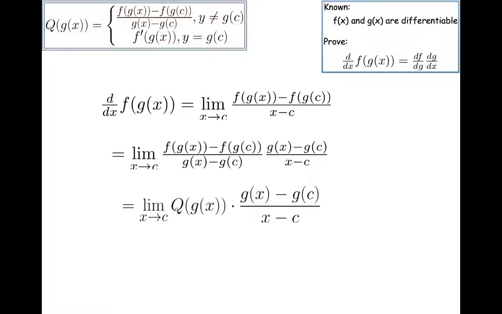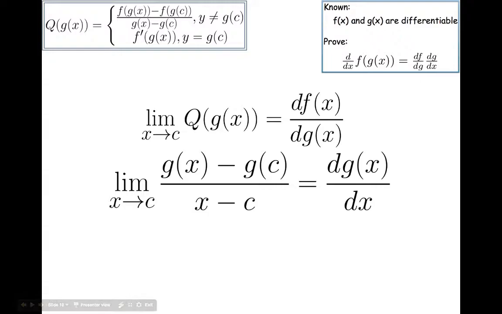So now we're just plugging that q of g of x into our expression so far. Getting this expression right here, the derivative of f of g of x with respect to x is the limit as x approaches c of q of g of x times g of x minus g of c, all divided by x minus c.